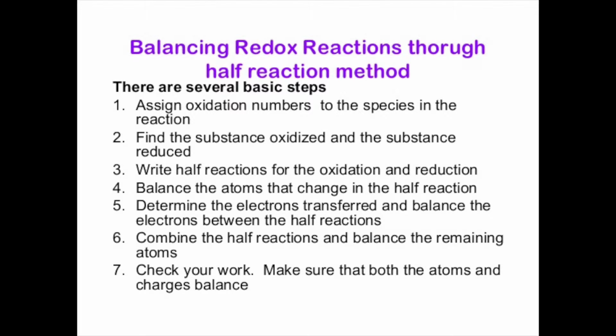There are several steps in balancing redox reactions. First, we have to assign oxidation numbers to the species in the reaction, then find the substance oxidized and the substance reduced. Third, we have to write half reactions for the oxidation and reduction and balance the atoms that change in each half reaction. We determine the electrons transferred and balance the electrons between the half reactions. We combine the half reactions and balance the remaining atoms. After that, we check the work and see if we did it correctly.